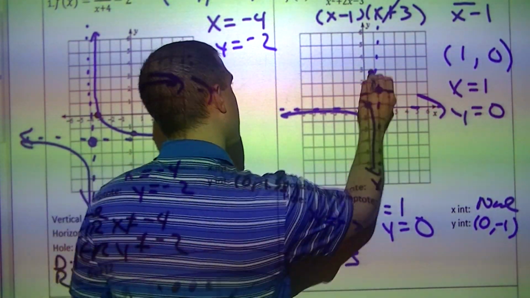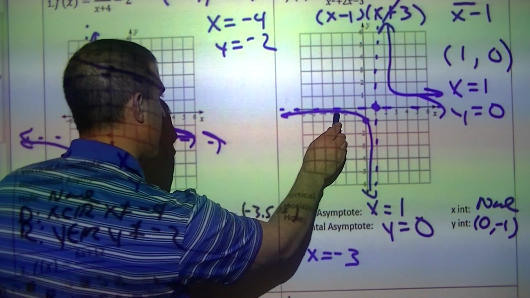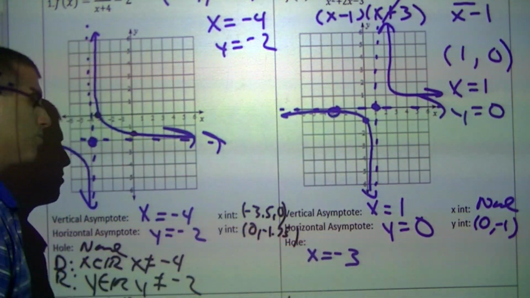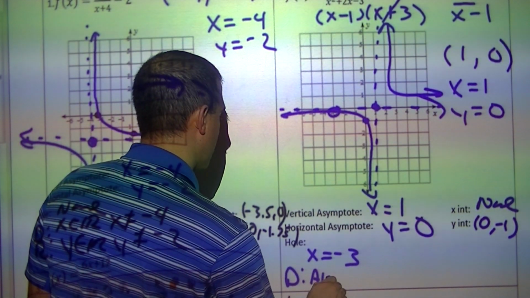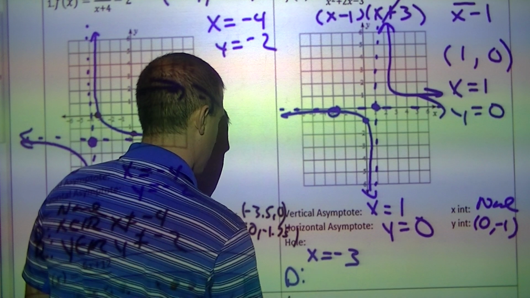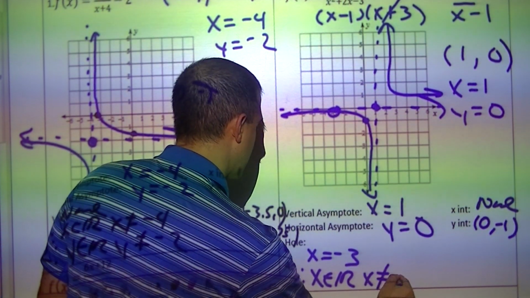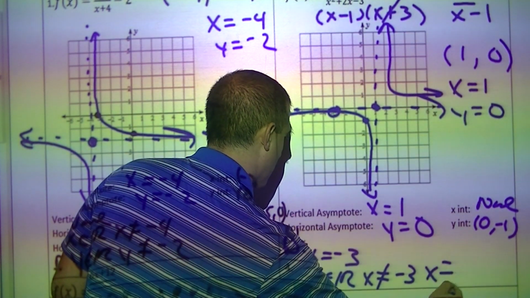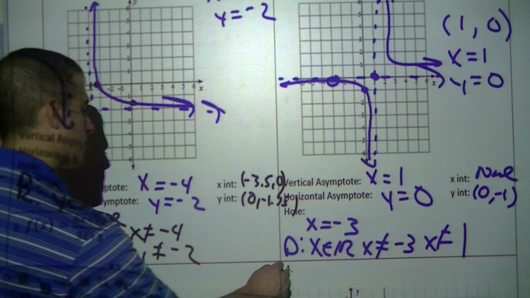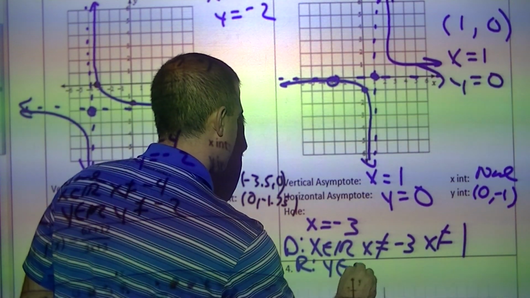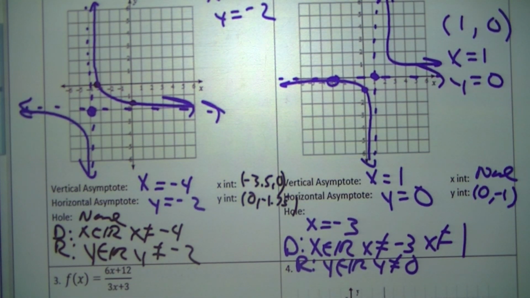It goes like this. Goes like this. Now, since I have that hole at negative 3, I find that curve and I put a little open circle there. If you were doing the domain, it would be all real numbers, but x couldn't be negative 3 and x couldn't be 1. So it can't be the hole or the asymptote. The range would be all real numbers, but y couldn't be 0. That's the asymptote there.